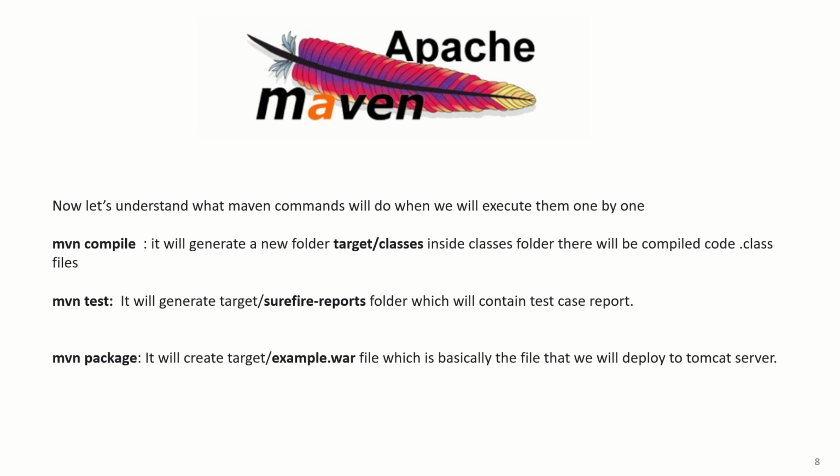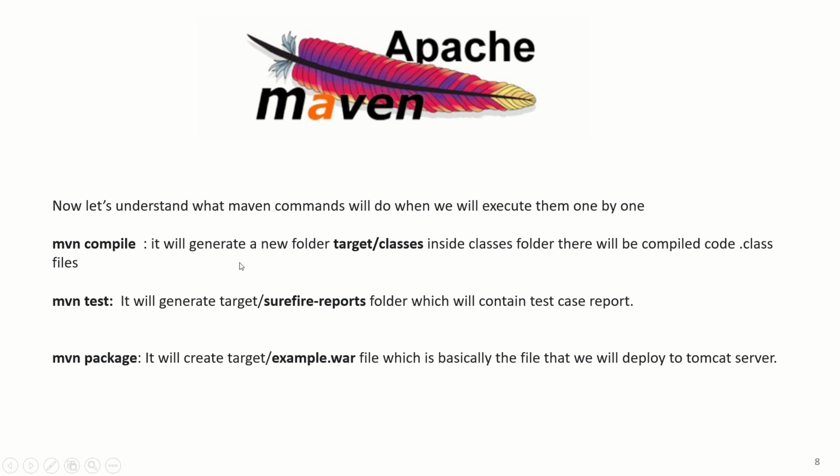When we execute the mvn compile command, it will generate a new folder, the target folder, and inside that folder it will create one classes folder. As our code is written in Java, it will create dot class files inside this target directory, and that is basically the compilation process. Using this mvn compile command, it will compile our Java source code.